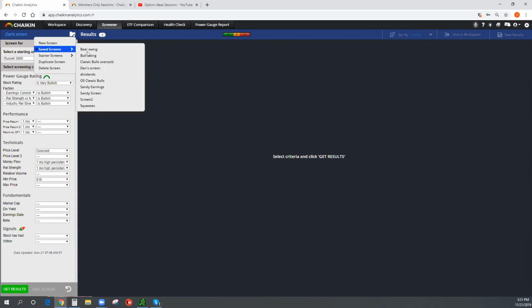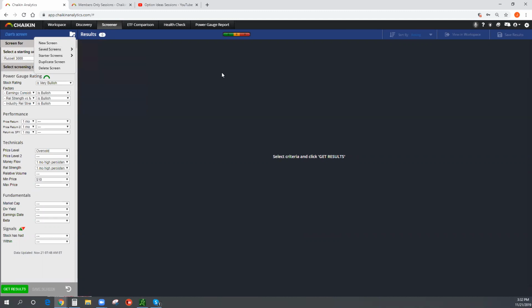All right, and you'll see I have all kinds of saved screens in here. Some of them are me tinkering around. Some of them are things that Sandy or Dan have used in the past that I just haven't cleaned up. The only ones that I really use out of my saved screens are my bull and bear swing trade screens. Those are the only saved screens that I really go to religiously.